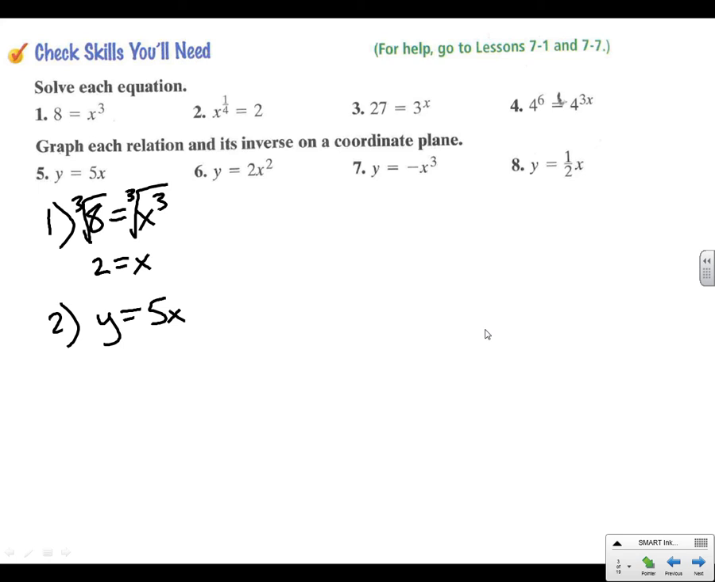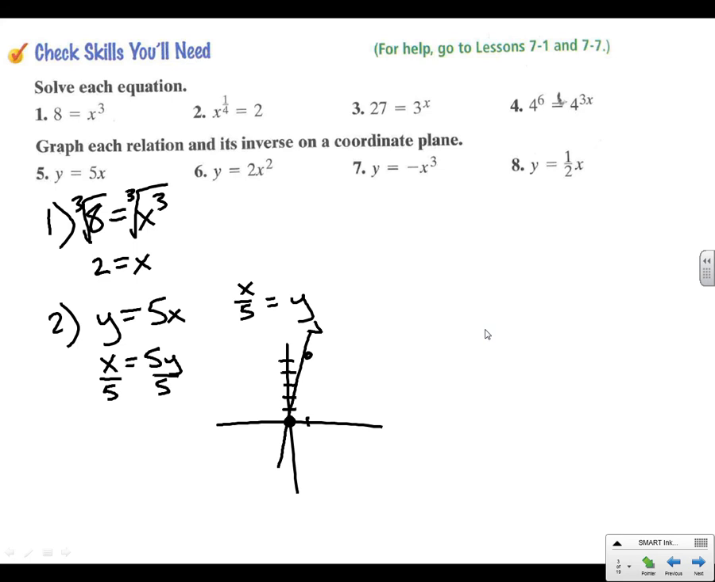Let's go ahead and find the inverse first. So x equals 5y. So x over 5 equals y. Let's go ahead and graph both of these things. The first one, make a dot at 0. Go up 5 and over 1. That's 5x. And then the inverse is go up 1 and over 5. 3, 4, 5. Also through 0. So that's the graph of the relation and its inverse.